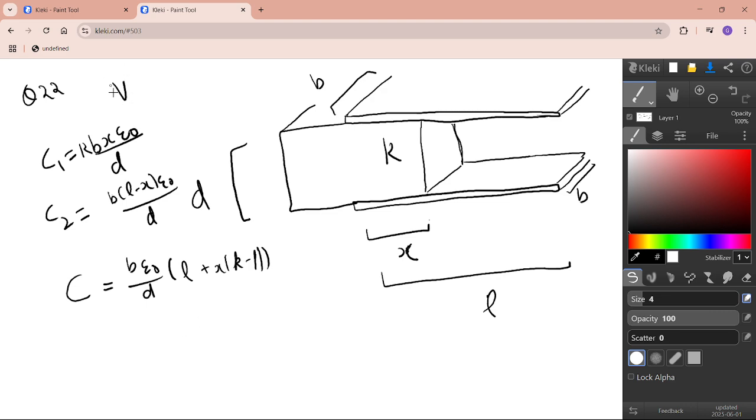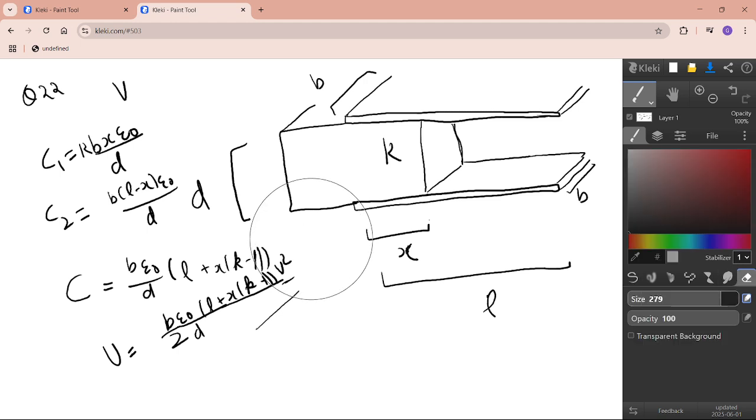They have asked, of course, the potential difference is the same. It's half CV square for both. That's why it's parallel, so it becomes half the energy, basically potential energy. So half C, which is, let me write it down, b epsilon naught by d times (L plus x(K minus 1)) V square. So this should be your potential energy: epsilon naught b V square upon 2d times (L plus x(K minus 1)). It's fairly easy if you ask me.